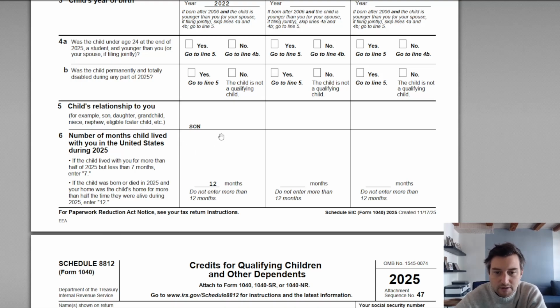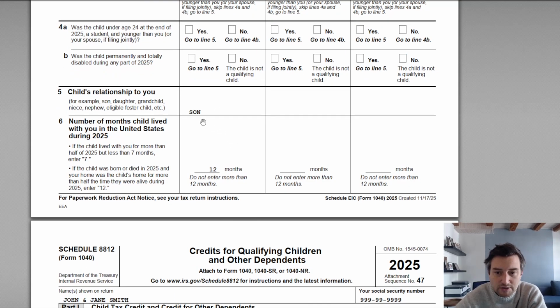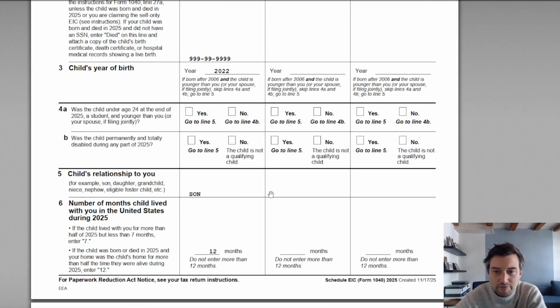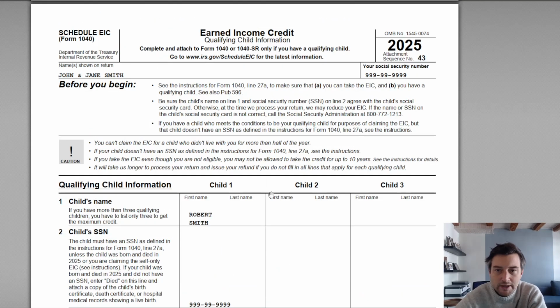enter the relationship that the child has to you, the taxpayer. So the taxpayer's son, and then the number of months that the child lived with you in the United States during the tax year. And so we're going to assume that the child lived with the parents for the full 12-month period. All right, so notice there's no financial information on this schedule. It's just information about the qualifying children.